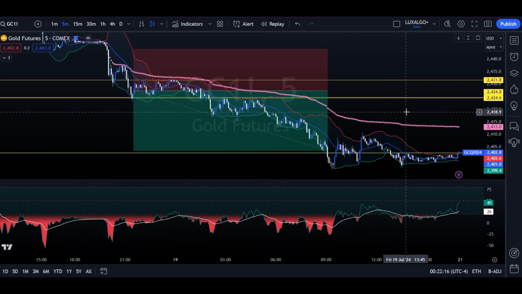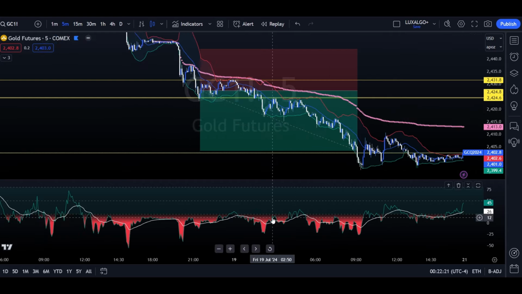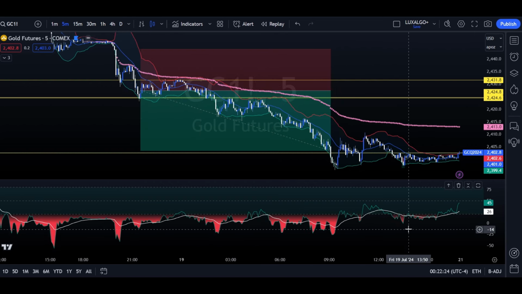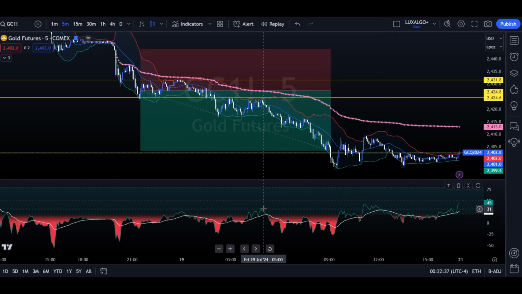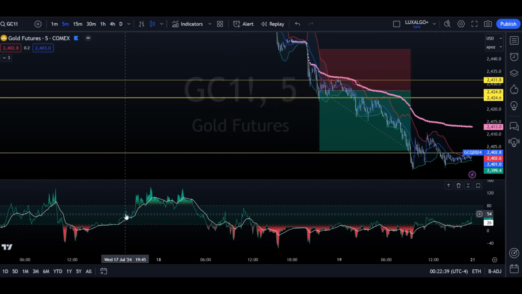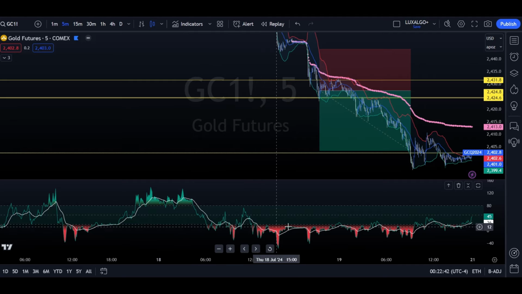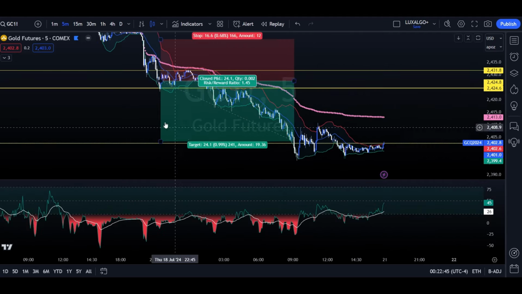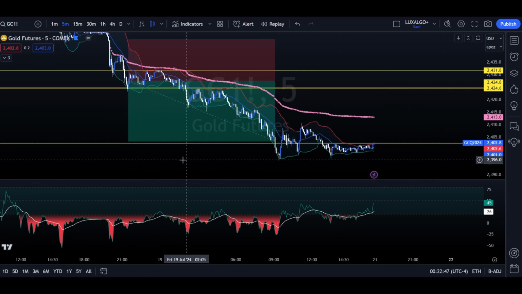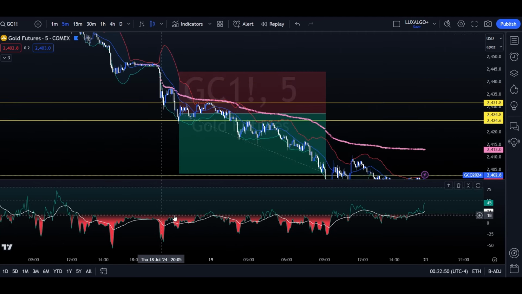And then finally, I have here the relative trend index. This indicator gives you an idea about the potential reversal points and the overbought and oversold areas. A reading above 50, as you guys see here, indicates a bullish trend, while a reading below 50 usually indicates a bearish trend. In my trade here, the RTI was below 50, which supported my analysis for the market to be more bearish.